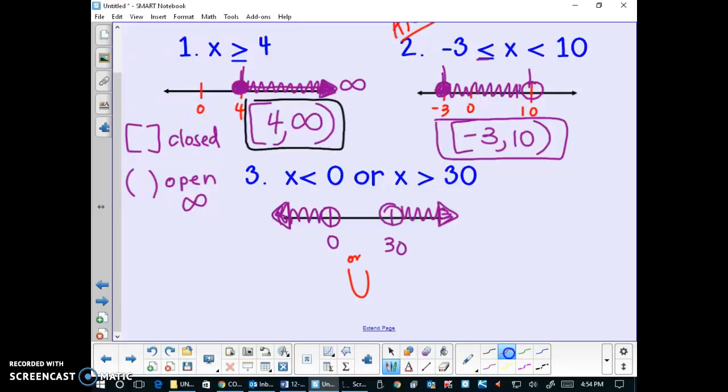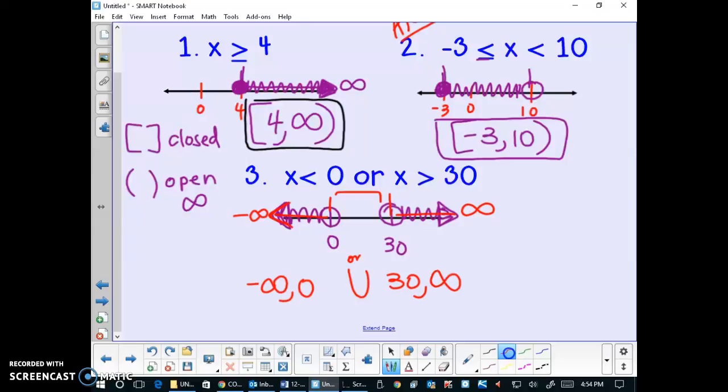So let's start on the left. It's actually going to the left forever. It's going towards negative infinity. So that's where we're starting. We're starting at negative infinity, and we stop shading at 0. And then we start back. We take a little break here, right? And we start back at 30, and we go on again to infinity.